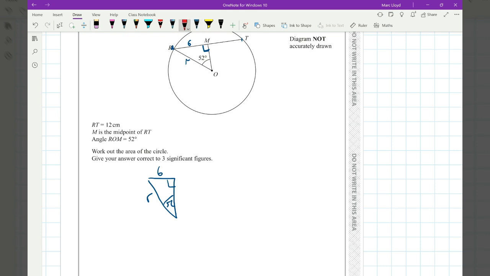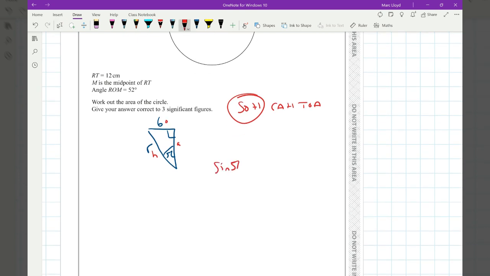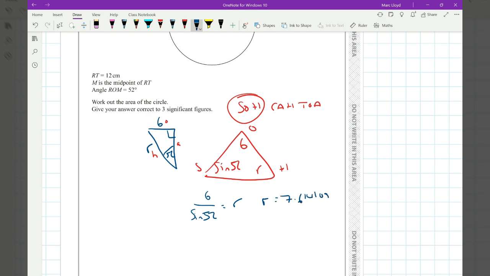Now, change the color of my pen. That's the hypotenuse. That's the opposite. That's the adjacent. So, SOH CAH TOA. We have nothing on the adjacent, so we're going to use sin. Okay, so sin 52, SOH. Opposite is 6, and the hypotenuse is R, so we're going to need to do 6 over sin 52, which is going to give us the radius. So R equals 7.6141092.